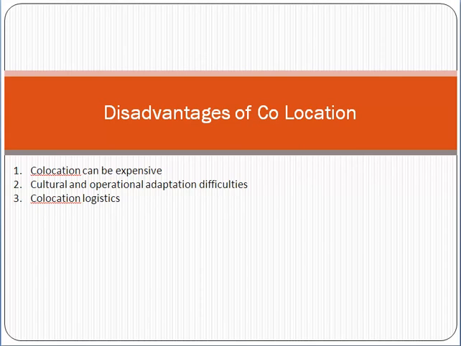Cultural and operational adaptation difficulties are there. Why? Because see friend, if two resources are from another city, and two resources are from some other cities, or maybe it is possible that they are from other countries as well, then cultural and operational differences are there when we talk about co-location. Co-location logistics problems are also there.